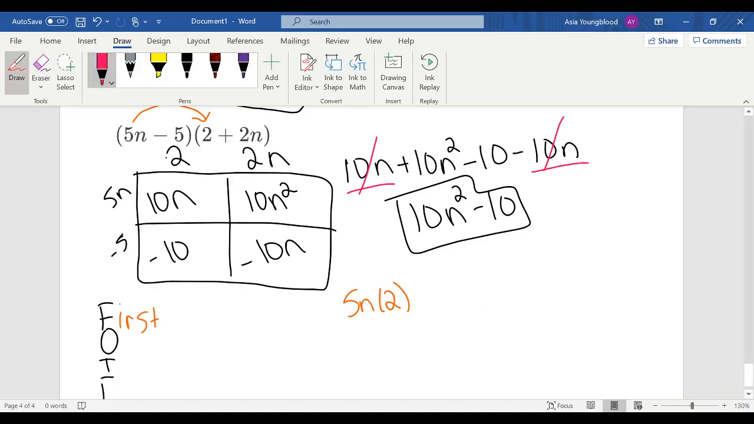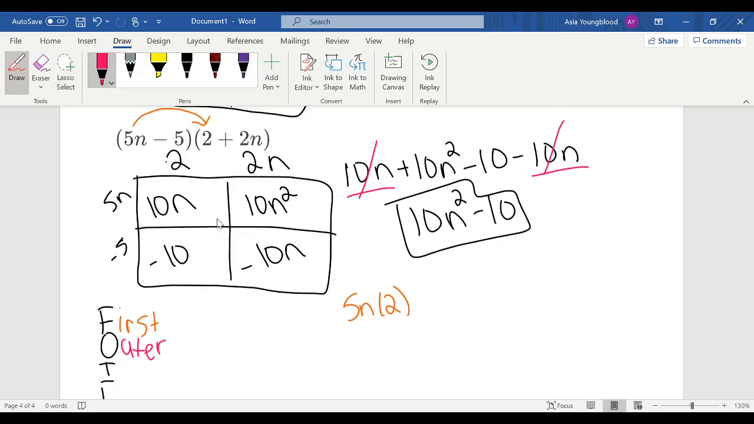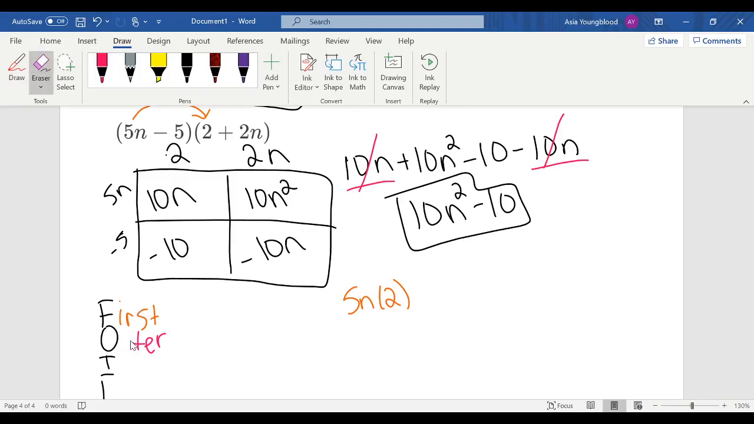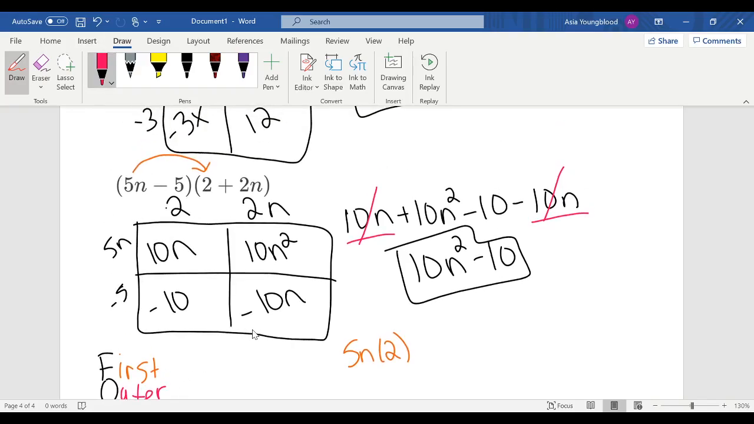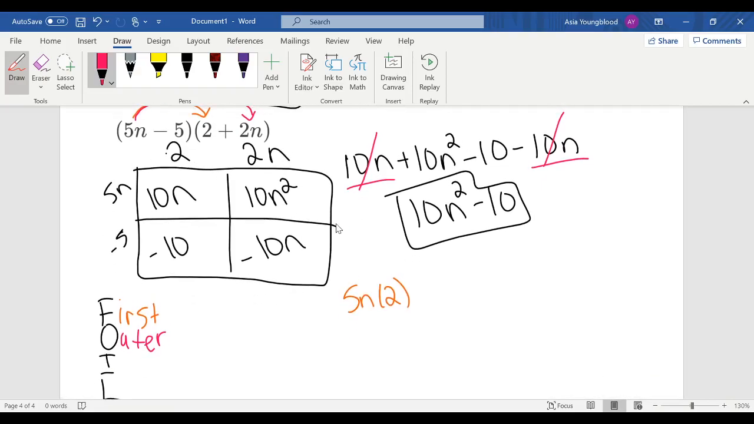The O stands for outer. So the outer term, so it looks like outer. So we're distributing, again, the first term of the first binomial to the second term of the second binomial. So we're doing the two outer terms, right? So again, we're just ensuring this 5n gets distributed to the 2 and the 2n. So that second distribution, that outer distribution, is going to be plus 5n times 2n.